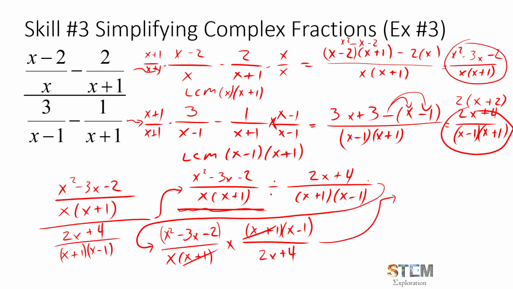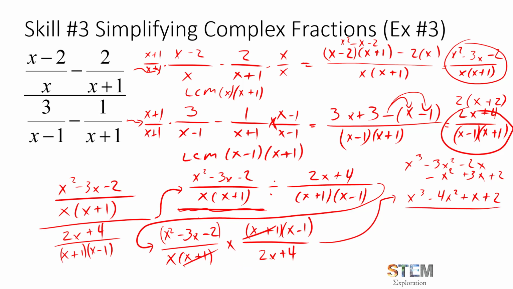And so we'll go x times x squared will be x cubed. X times negative 3x will be negative 3x squared. X times negative 2 will be negative 2x. Negative 1 times x squared will be negative x squared. Negative 1 times negative 3 will be positive 3x. And negative 1 times negative 2 will be positive 2. And so once we add up everything for the numerator, we'll get x cubed minus 4x squared plus x plus 2. And that'll be our numerator.